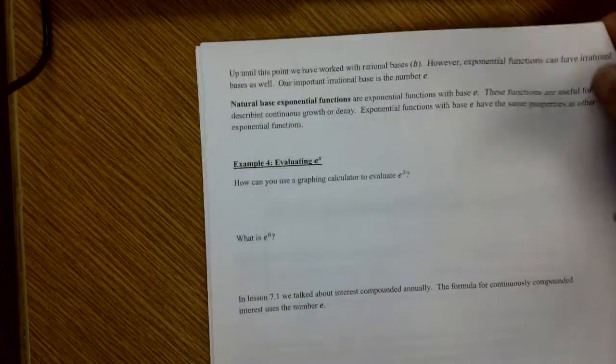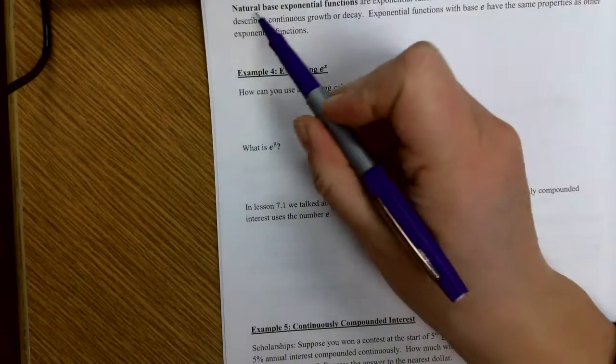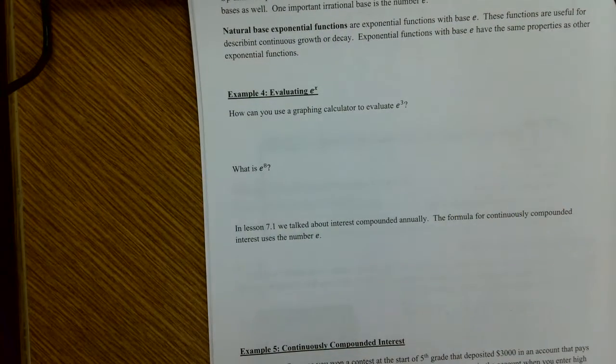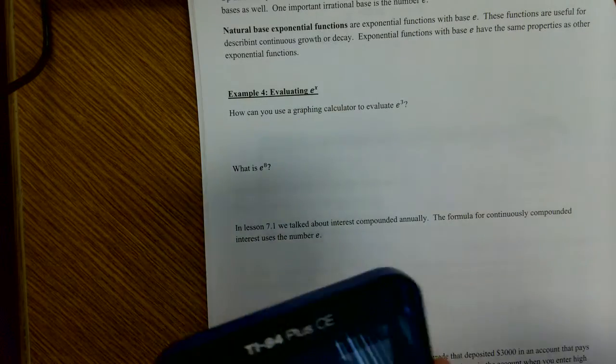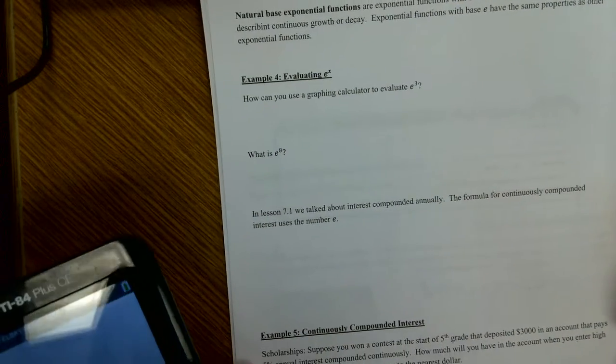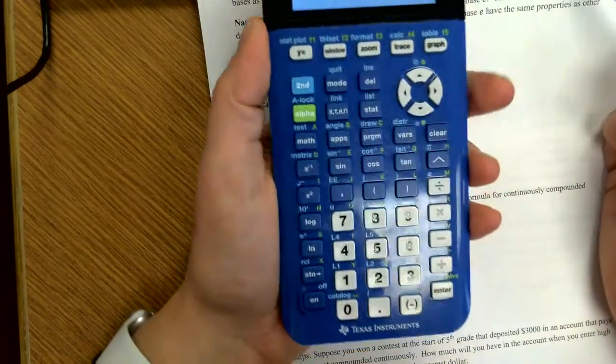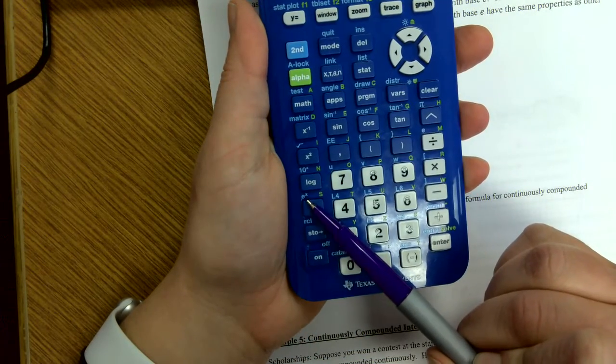So the last bit of 7.2, we're introduced to the natural base exponential function, e. E is a number, just like how pi is a number. It's an irrational number. It goes on forever. So we can evaluate this in my calculator. My E value is right above the natural log.